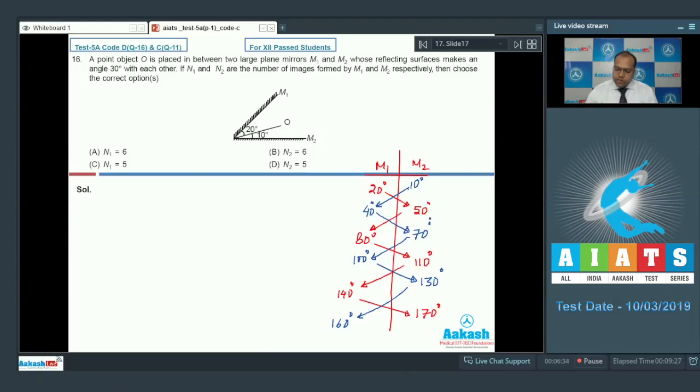So if we calculate, then the number of images formed by mirror M1 is 6 and by mirror M2 is also 6, and we can see that these images are coinciding in nature. So options A and B are the correct answer. Let's move to question number 17.